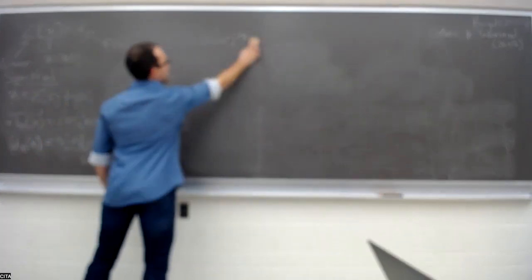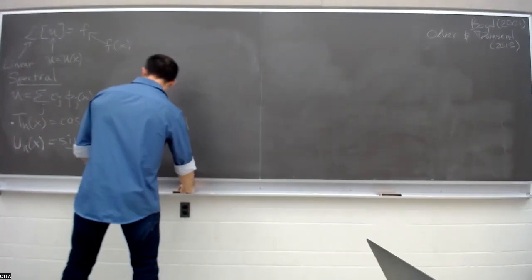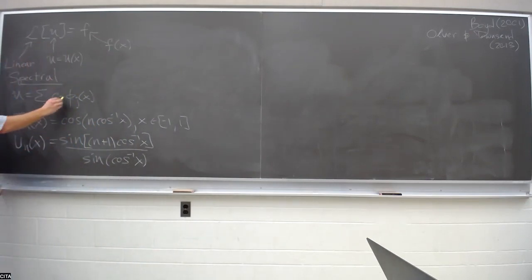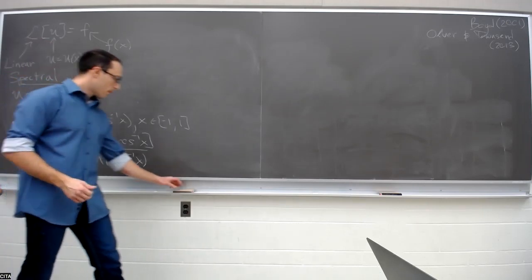So once we have chosen a basis for our solution, the main goal of any spectral method is to compute these coefficients. Because once we do that, we are done. We have a description of our solution we can plug into whatever we want.